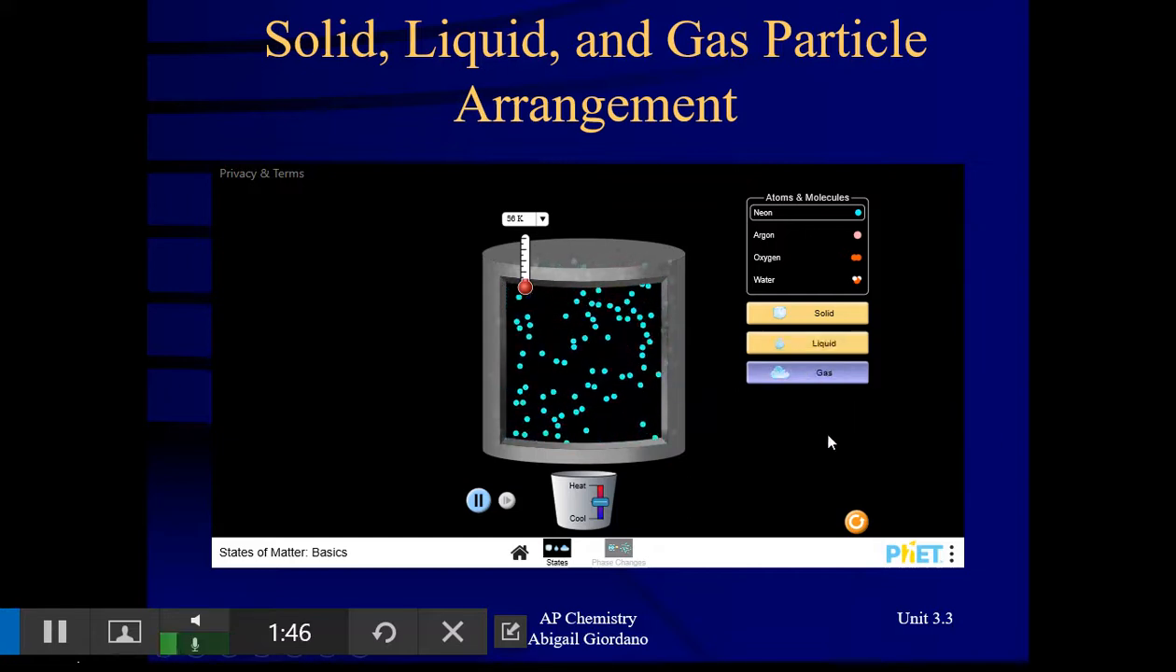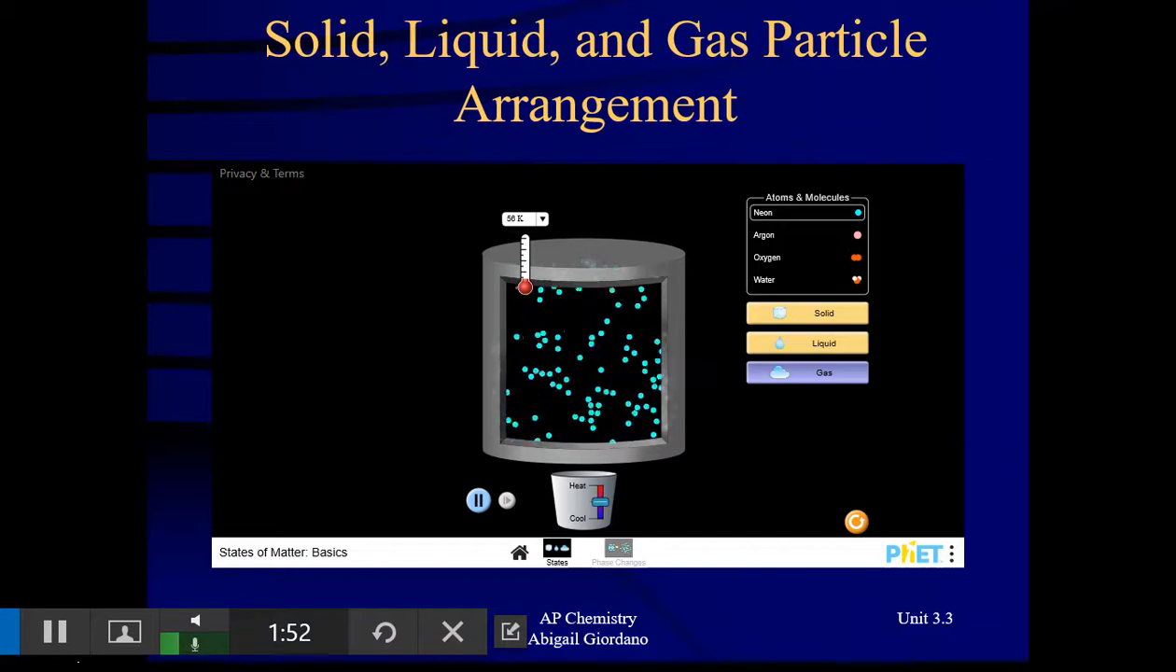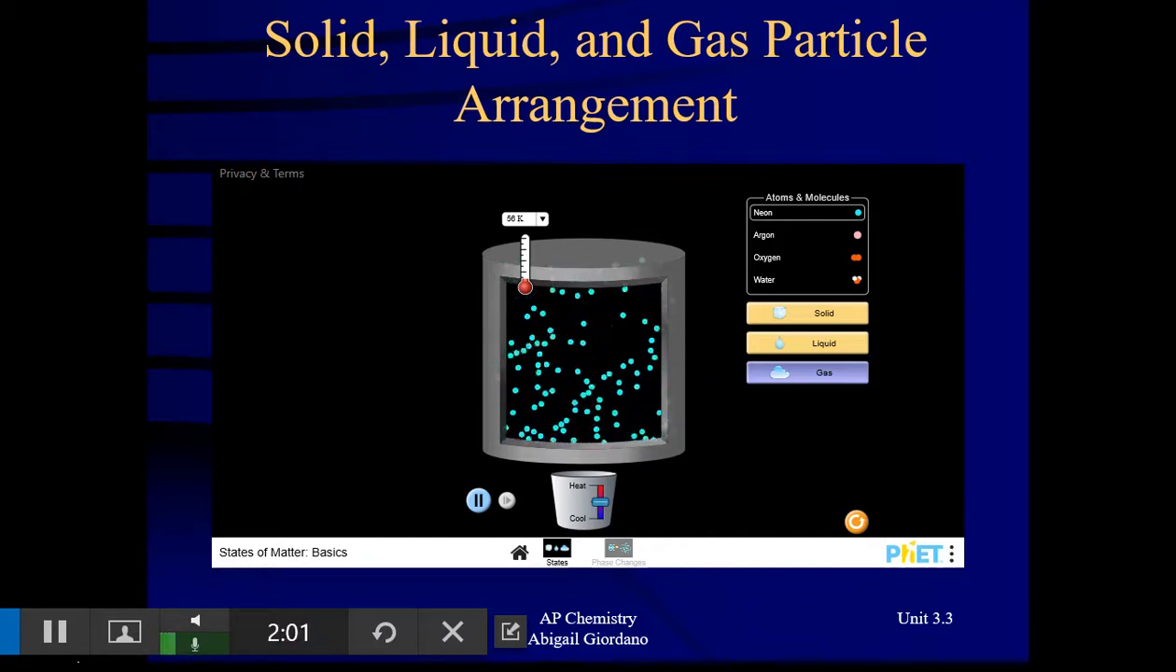In the gas phase, of course, we're going to see faster speeds and greater distance between the particles. At this point, intermolecular forces are really not a factor because the particles are so far apart from each other.